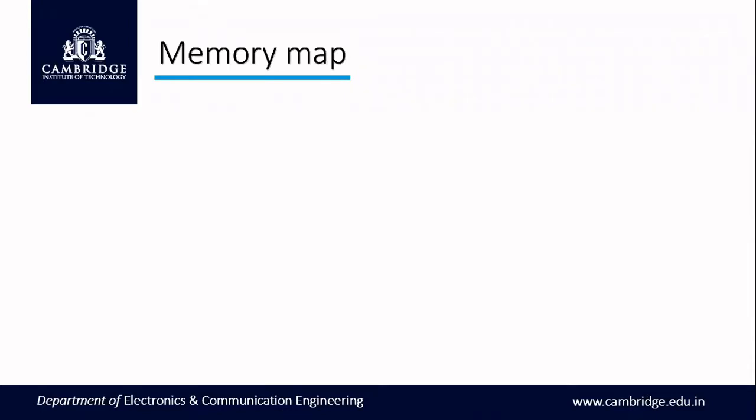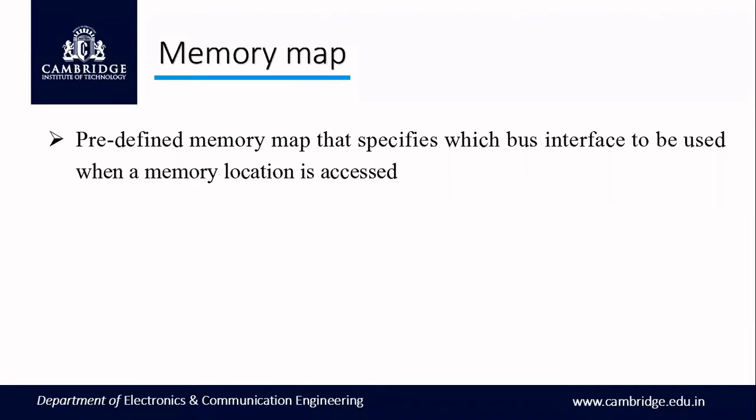So in module 1, we had stated that the memory map of Cortex-M3 processor is predefined. It has a predefined memory map, which means it is clearly specified which region of the memory is meant to hold what type of data and which bus interface is used for accessing that particular memory location. So it has a predefined memory map. Now we'll look into the features of the memory system of Cortex-M3 processor.